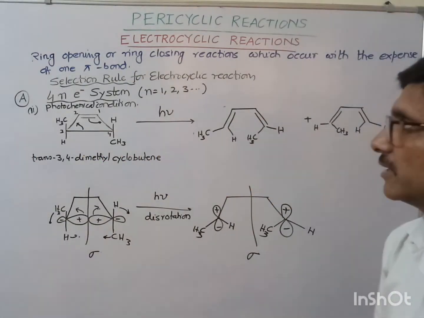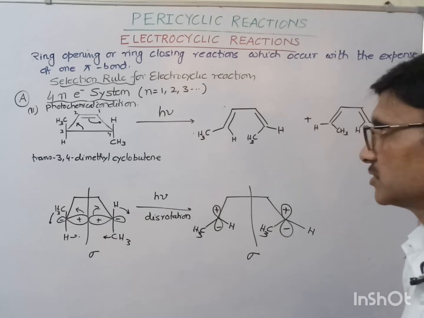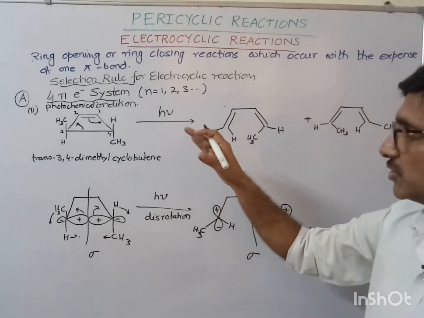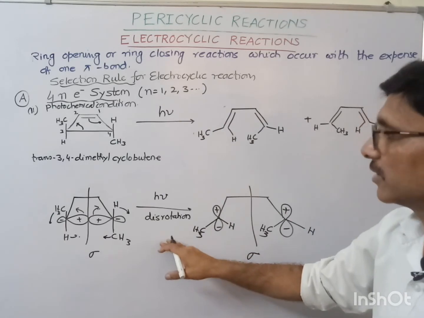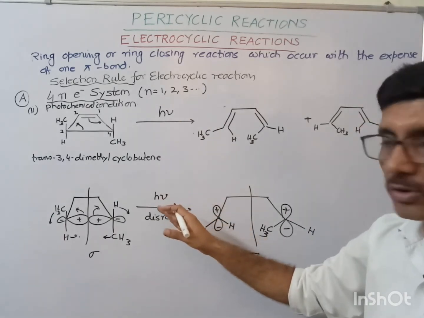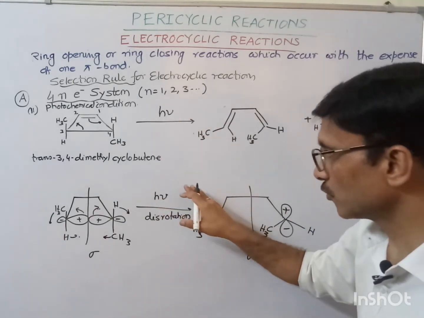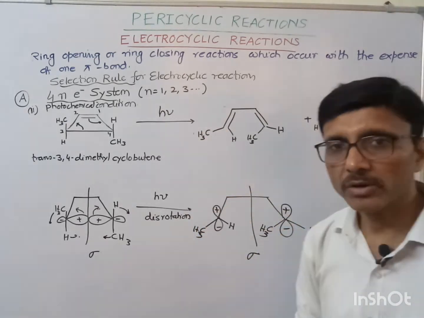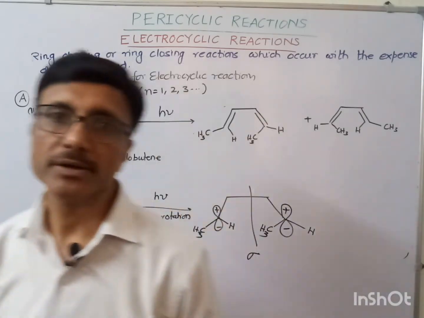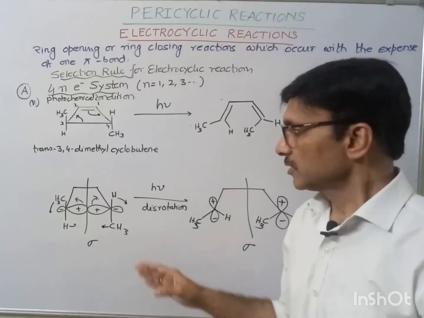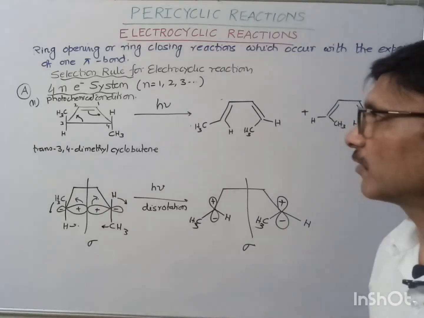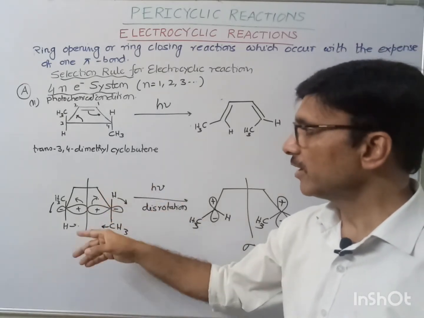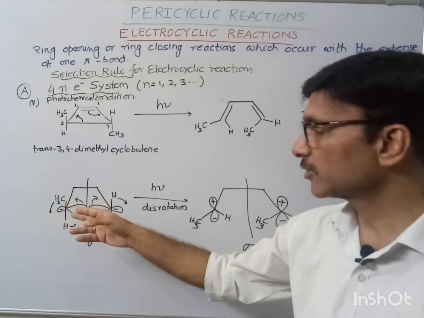So what you have seen for a 4n electron system is that disrotation of orbitals can only occur under the photochemical condition, and conrotation of orbitals only occurs under the thermal condition. So this can be understood with the help of a model. So we have substituted cyclobutene or trans-substituted cyclobutene.